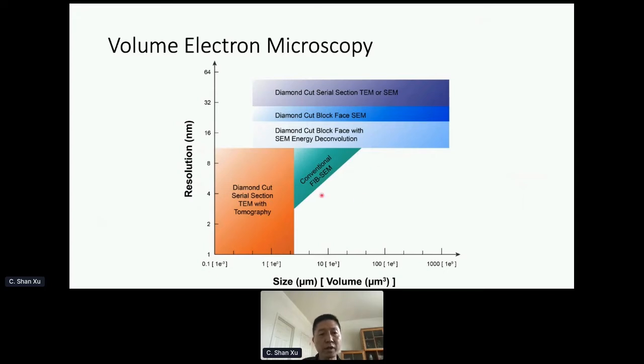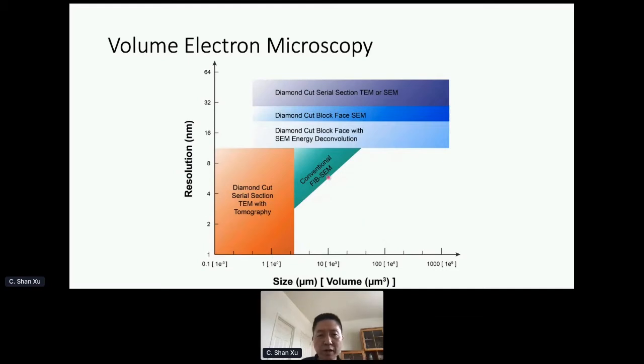What I'm showing here is a working space that can be used to easily compare different volume electron microscopy techniques. On the y-axis is the best isotropic resolution, in nanometers, and on the x-axis is the size or volume. They're both in log scales. Now, as you can see here, this is a wide open space that's not covered by any commercially available technology. But I think that's probably what most biologists want, because it provides, say, less than 10 nanometer resolution, and the volume here is about 100 micron cubed, in which you can hold multiple cells.